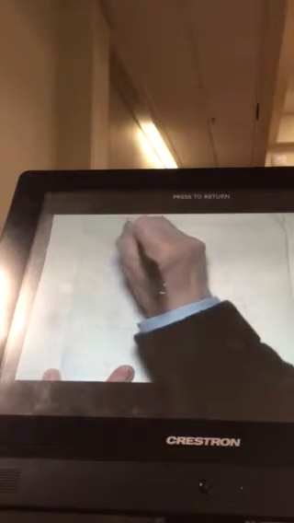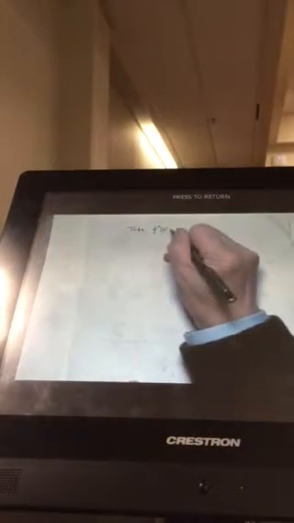Alright, then I can continue doing this. So let me just write one more term. I'm going to take the second derivative of x. So this is equal to what?